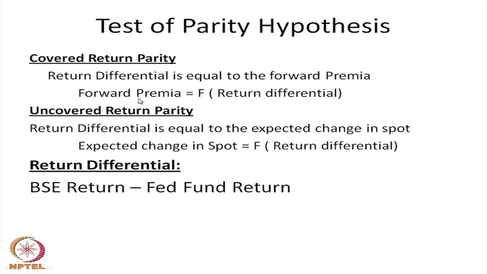I found here that forward premium is a function of return differential, to test covered interest parity. The return differential available between BSE return and the Fed fund rate should be reflected in the forward premium. Similarly, for uncovered interest parity, the change in the spot rate between INR and USD should be a function of the return differential: how much INR and USD should change in the spot market, how much interest rate differential is available. If the market in India abides by these two, then there cannot be an arbitrage opportunity.